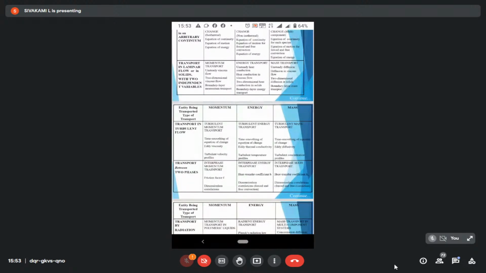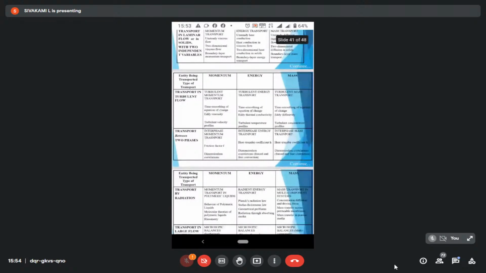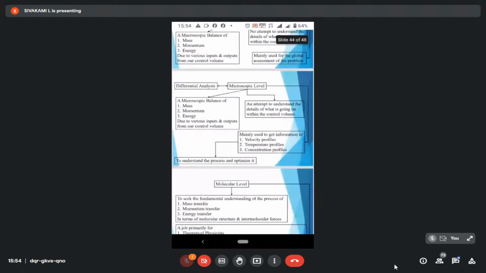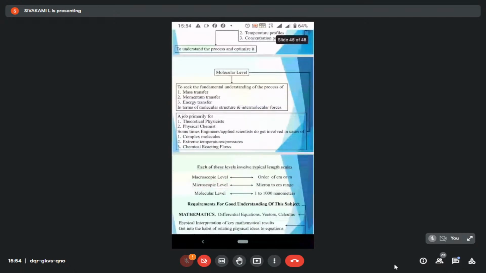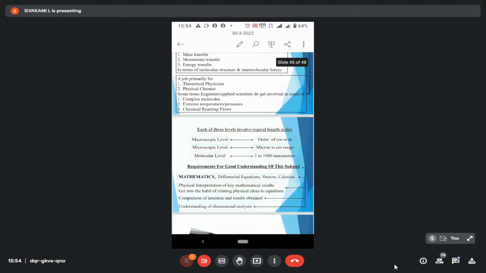The requirements to understand the subject are differential equations, vectors, calculus, comparison of intuition and results obtained, and understanding dimensional analysis. If you know differential equations, vectors, and calculus, it will be interesting for you to study the subject of fluids at either a molecular, microscopic, or macroscopic level. For the physical interpretation of the key mathematical results, get into the habit of relating the physical ideas to equations, comparing intuition and results obtained, and understanding dimensional analysis.